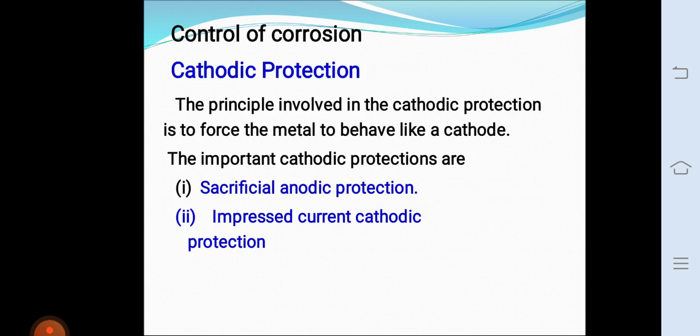Sacrificial anodic protection method. In this method, the metallic structure to be protected is made cathode by connecting it with a more active metal, so that all the corrosion will concentrate only on the more active metal. The artificially made anode acts as anode and undergoes corrosion. Then the original metallic structure is protected from corrosion. Hence, this process is known as sacrificial anodic protection method.